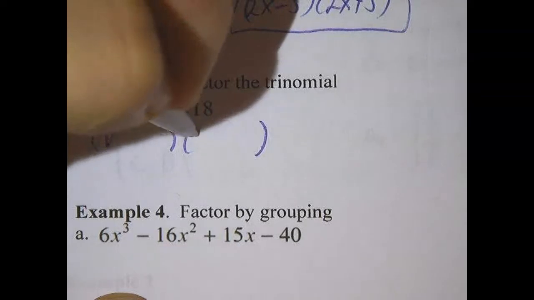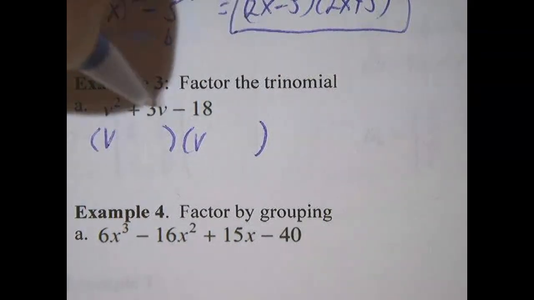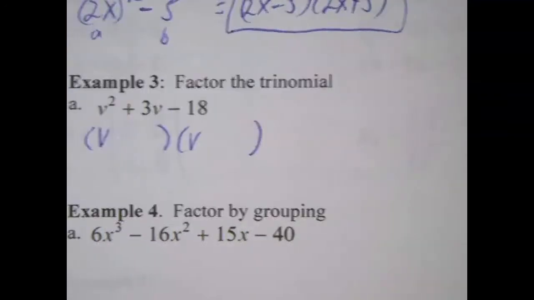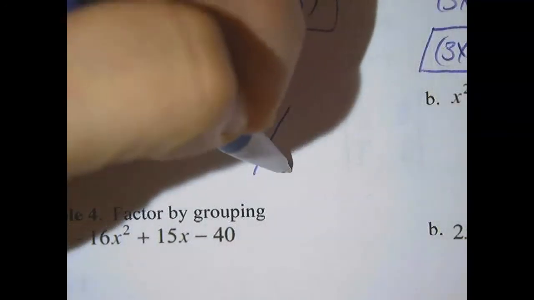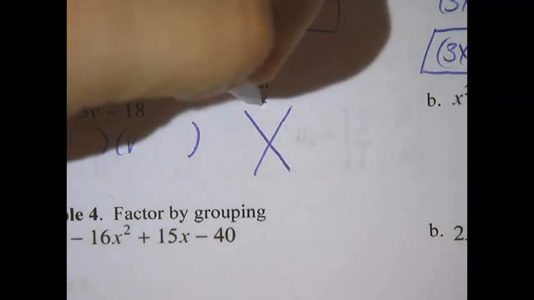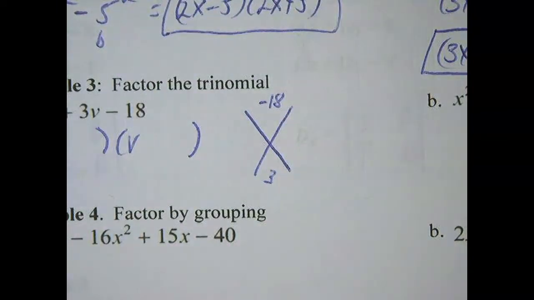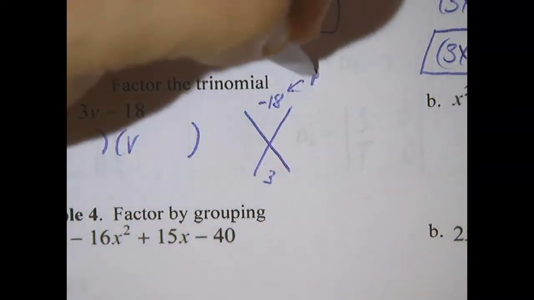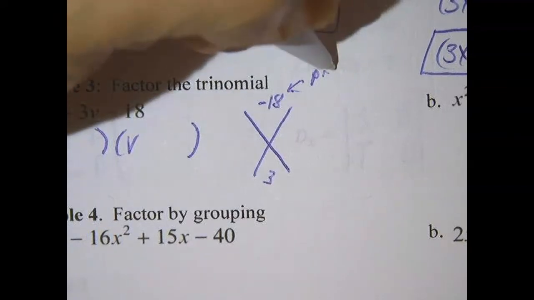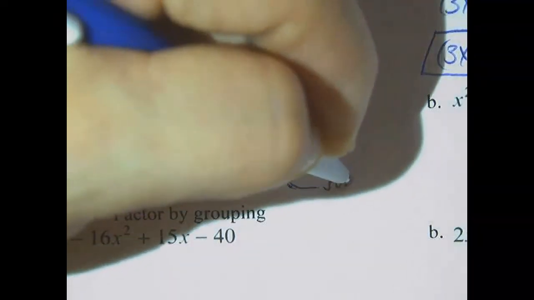There's a v and a v there. That's the only way to get v squared. And as far as these, you might have seen these little x factors. So we make a little x, and we need to put this number at the top, so negative 18, this number at the bottom, so positive 3, and we need a product. We need two numbers that give us a product of negative 18 and a sum of 3.